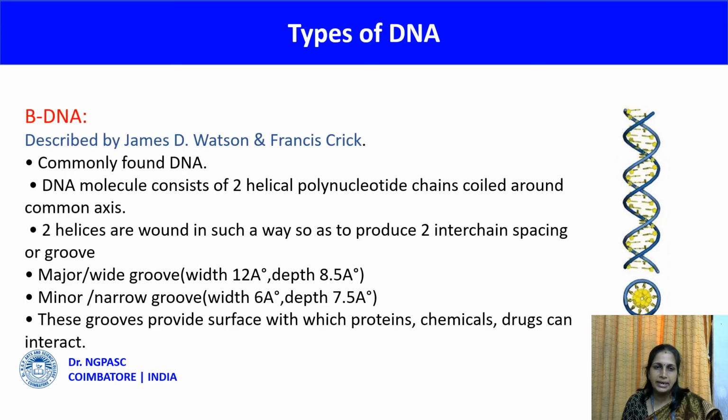The second type of DNA is B DNA, which was described by James Watson and Francis Crick. It is the commonly formed DNA. It consists of 2 helical polynucleotides which are coiled around a common axis. These 2 helices are wound in such a way as to produce 2 interchain spacings or grooves, that is major and minor groove. The major groove is quite wider, whereas the minor groove is narrow.